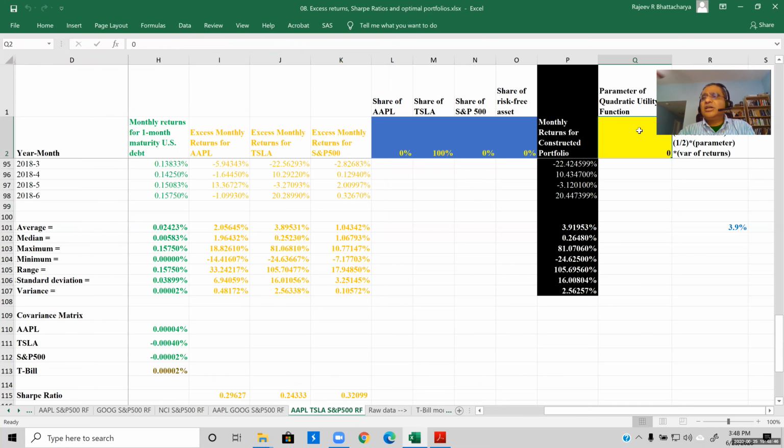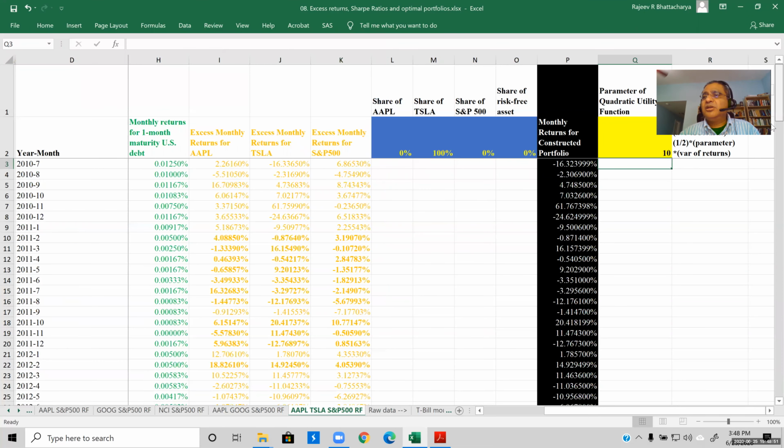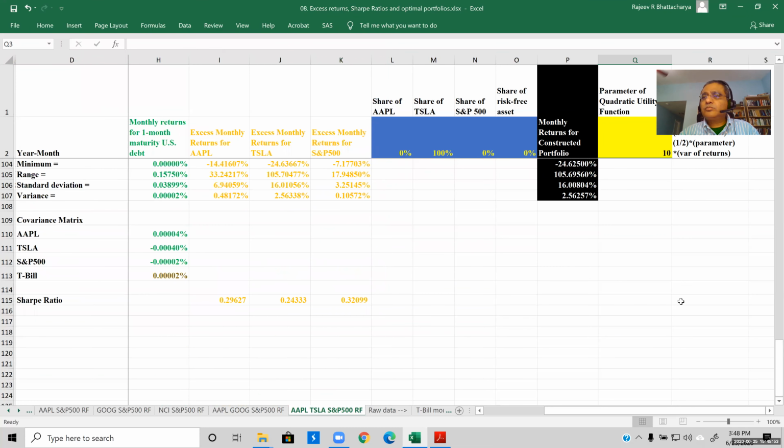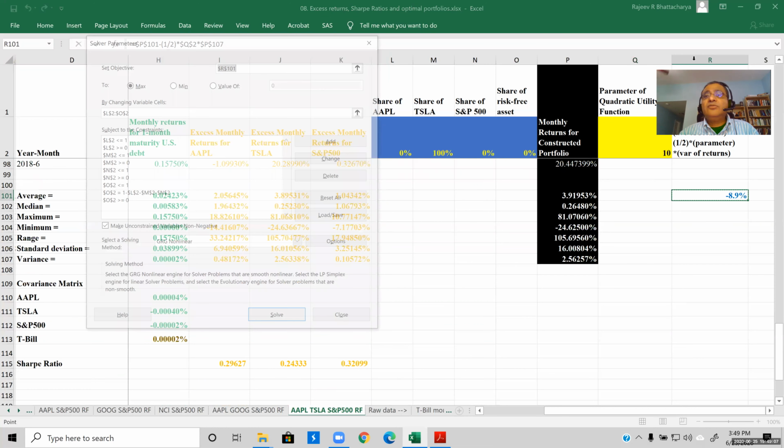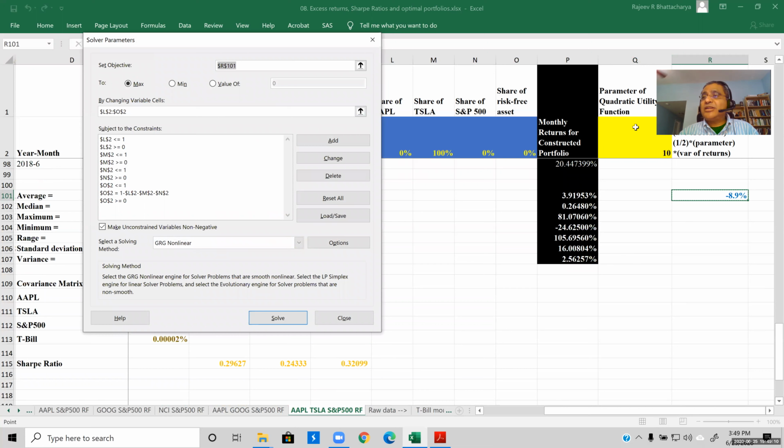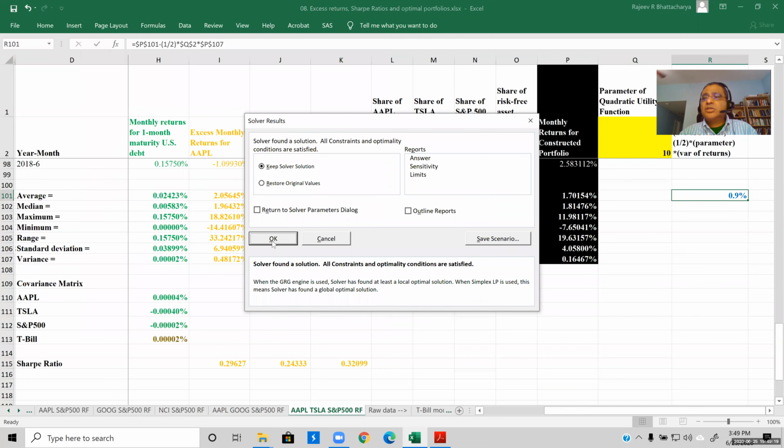Let's consider kind of a medium case where the quadratic utility parameter is 10. And once again, the expected utility is negative. Once again, not to conclude from that the entire portfolio is bad. Go to data, solve, and we say, if this is the quadratic utility parameter, 10, we are going to maximize R101 subject to all these constraints, as we have mentioned before, solve.